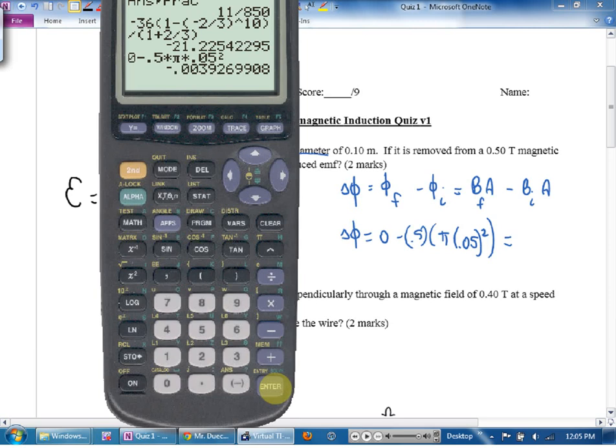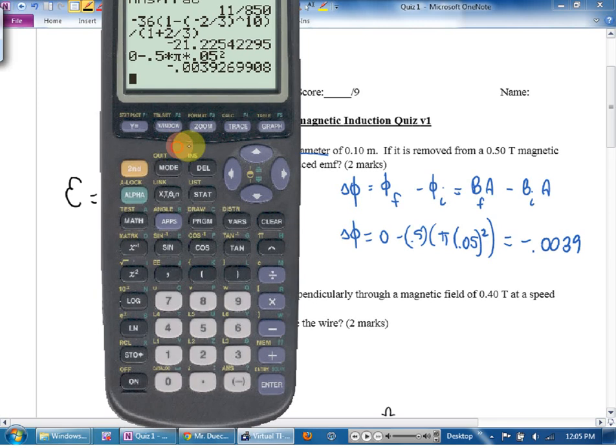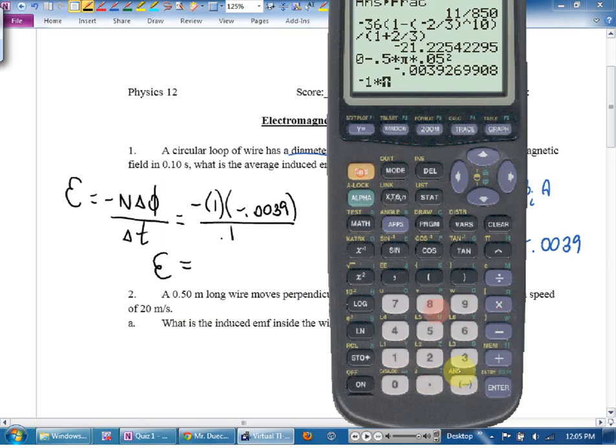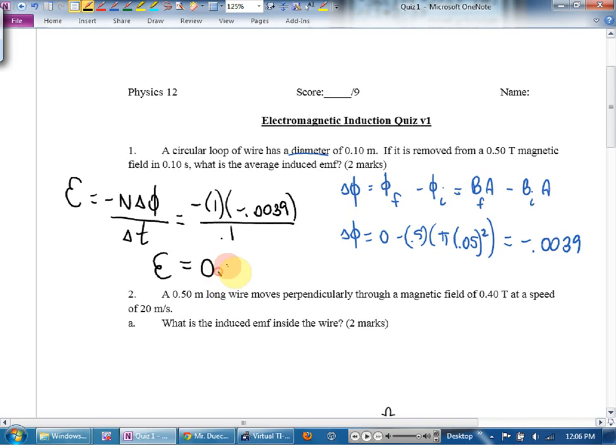Negative 0.0039. And now I'm going to go walking back over here. Negative 1 times negative 0.0039, using my calculator value, divided by 0.1. The voltage that this would generate, negative 1 times that answer divided by 0.1. You get 0.039 volts? Or am I wrong? Yes? 0.039 volts. Not very much. But rotating it in 0.1 seconds is pretty small, and that's a pretty small loop.